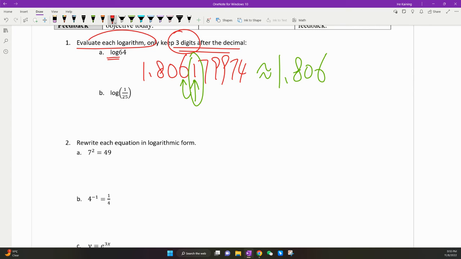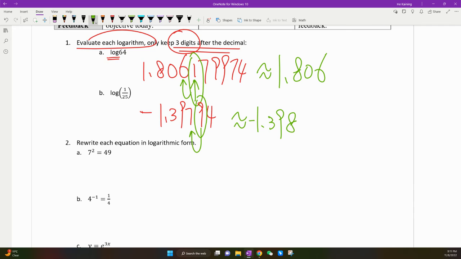Now, let's take a look at the next one. When you punch in a calculator, you got a negative 1.39794. Again, I have to find the 4th one to see if it's heavy enough to change my fate on the 3rd one. Well, it is because anything greater than or equal to 5 is going to impact the previous number. Anything less than or equal to 4 is not going to change other people's fate. So in here, I'm going to round it to negative 1.398.